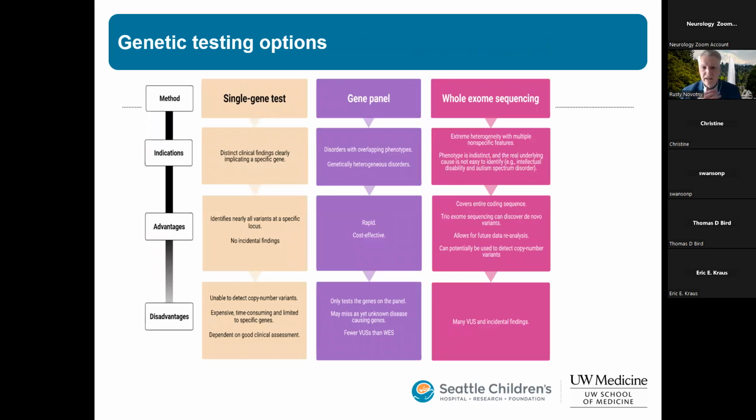So I think, as I mentioned, genetic testing options are single gene testing, which I think is becoming less and less common, gene panels which are ever changing because the number of genes that cause epilepsy and other problems keeps changing all the time, or exome sequencing, and more recently, whole genome sequencing is being used.